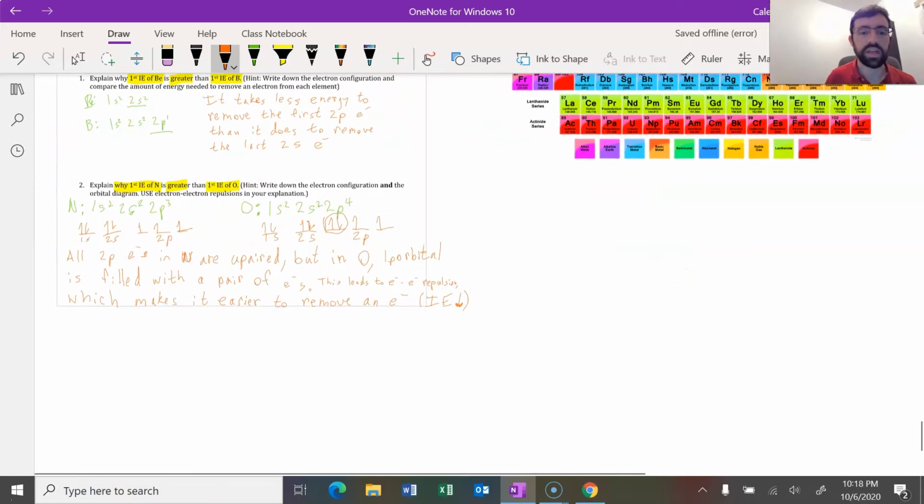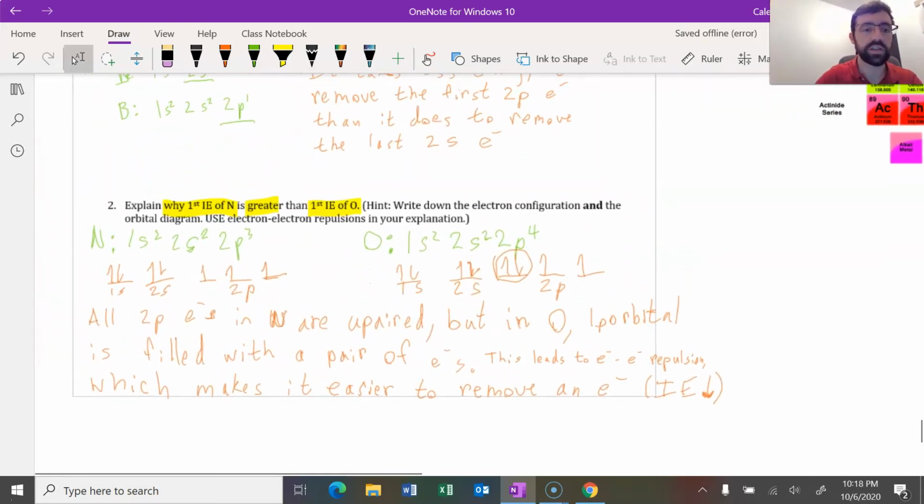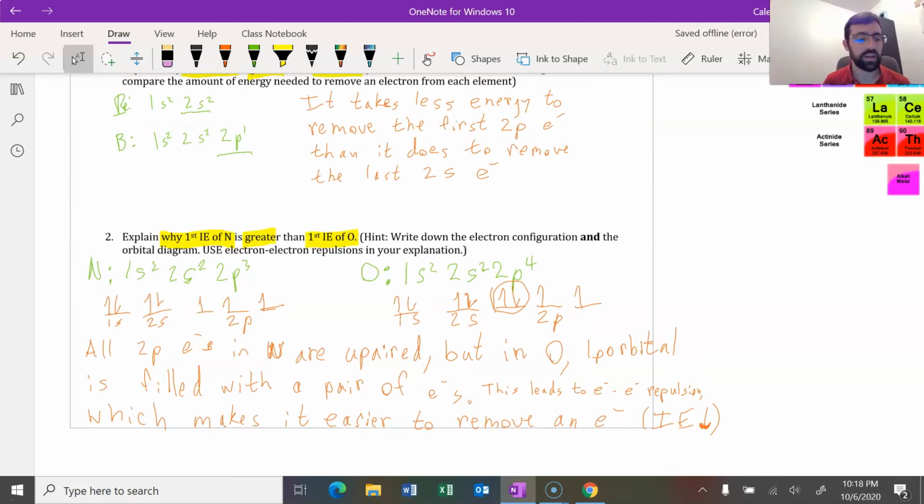That pretty well sums up our periodic trends notes. We've got some practice, and we will talk about the practice in class next time.